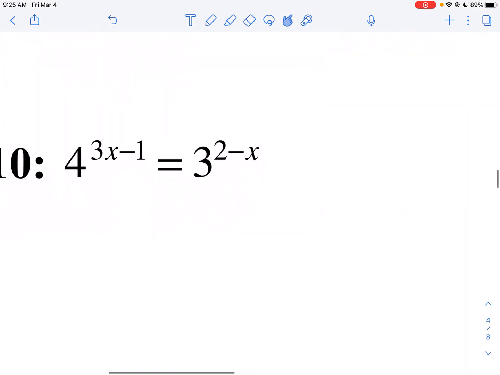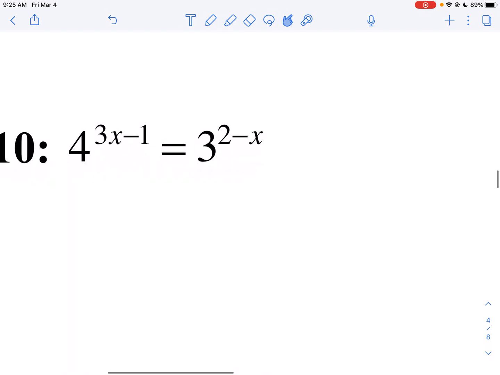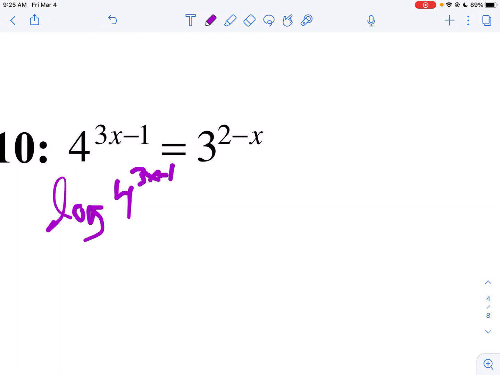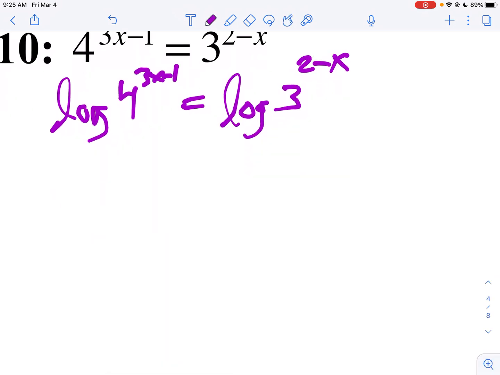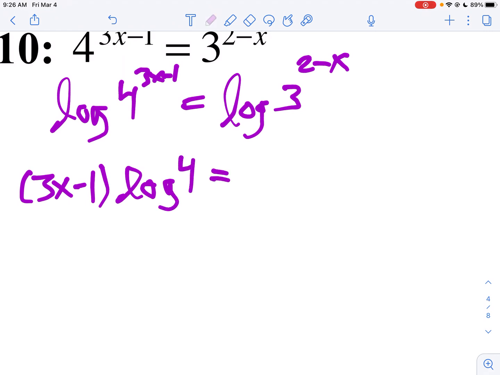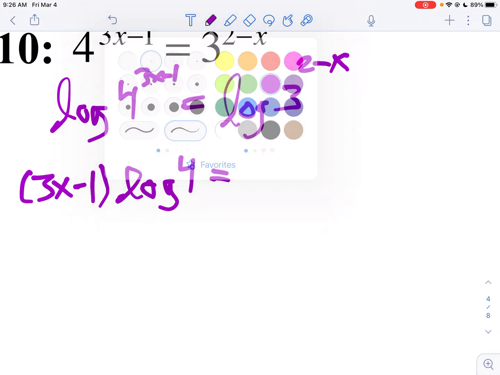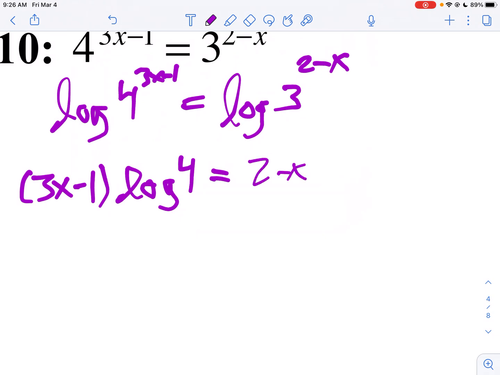Here's one, kind of interesting, where we have exponents on both sides. So I'm going to take not the natural log, I'm going to take the log of 4 to the 3x minus 1 power equals the log of 3 to the 2 minus x power. Then I'm going to use my exponent properties. So I'm going to say 3x minus 1 times the log of 4 equals 2 minus x times the log of 3.